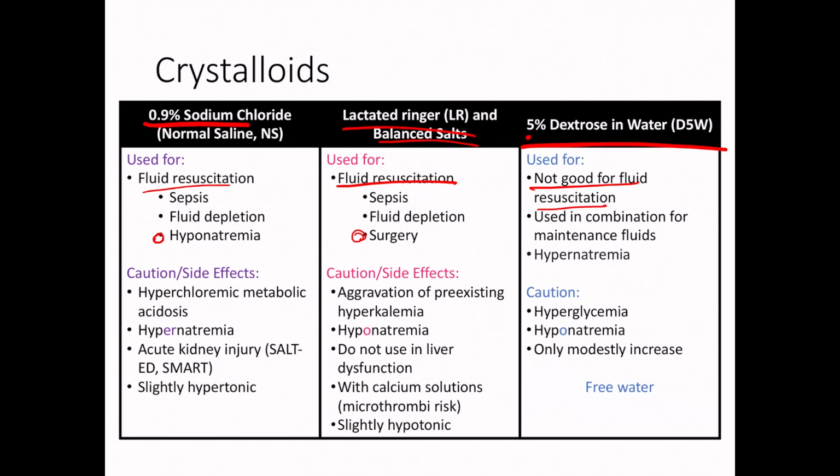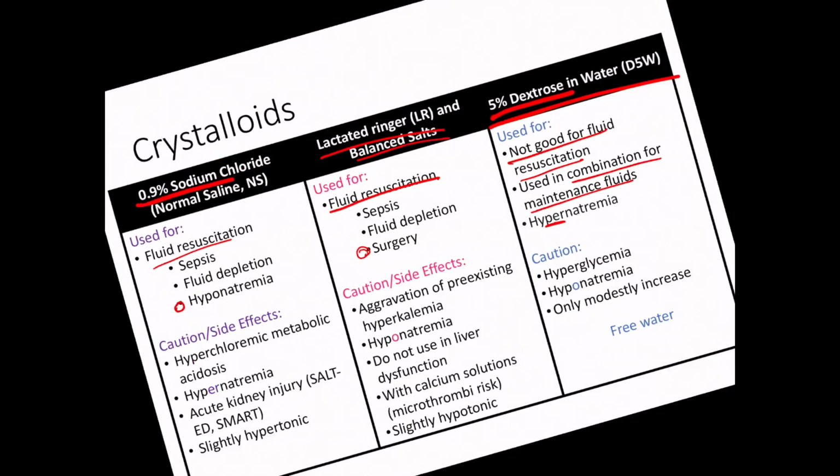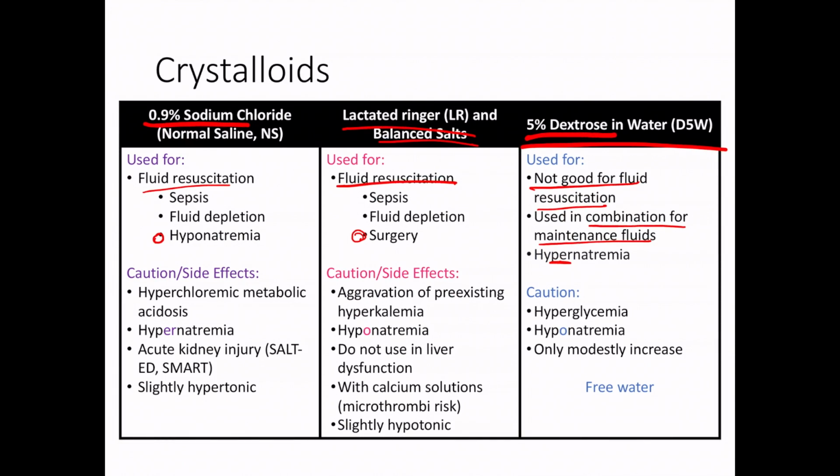Now, you'll notice here that dextrose in water is used in hypernatremia or in combination of maintenance fluids. The reason is that they're used for combination maintenance fluids primarily because since they are made of sugar, they can be used as somewhat of a bridge between patients not getting food to total parenteral nutrition or TPN. So it kind of gives them just a little bit of nutrition while we're waiting.